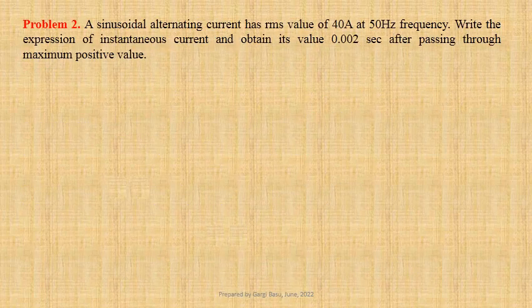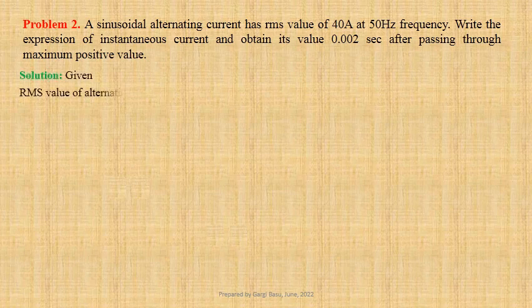A sinusoidal alternating current has RMS value of 40 ampere at 50 Hz frequency. We have to write the expression of instantaneous current and obtain its value 0.002 second after passing through maximum positive value. Let us first write down the given data.